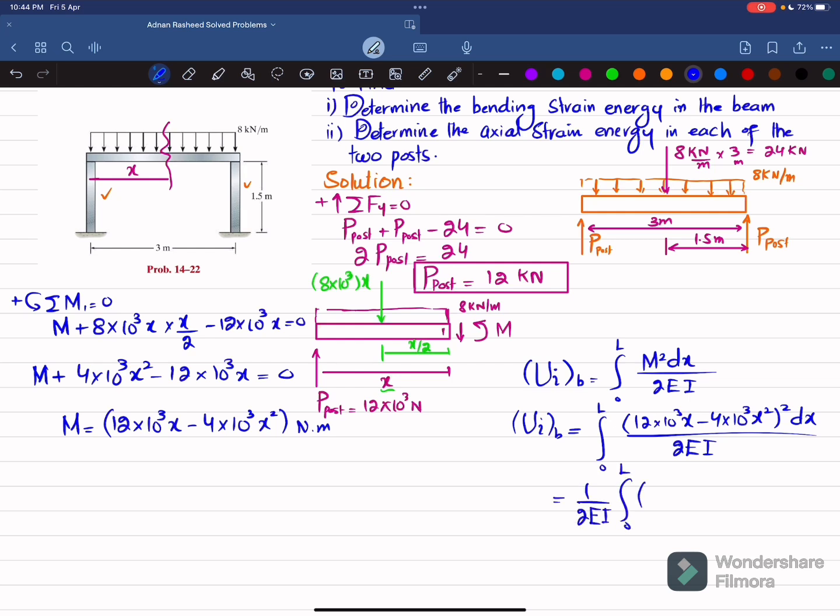0 to L. So 12 into 10 to the power 3 square will be 144 into 10 to the power 6 x square, plus 4 into 10 to the power 3 squared will be 16 into 10 to the power 6 x power 4, minus 2 times this term multiplied by this term. I will directly write it: this will give you minus 96 into 10 to the power 6 x cube, into dx. That will be equal to the strain energy due to bending.